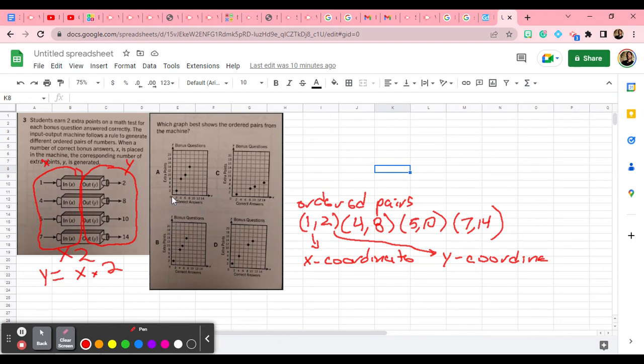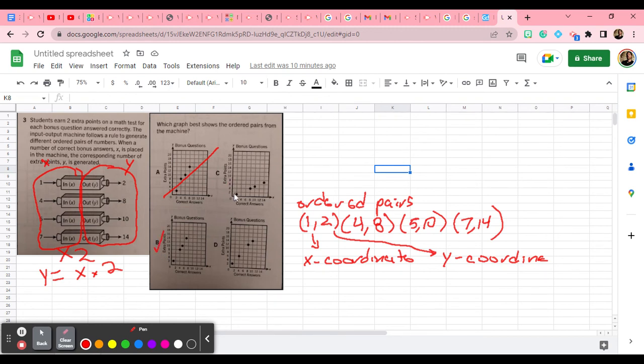Okay, so 1, 2, let's see. Well, let's look at A. A has 2, 2. So that's not right. I don't have 2, 2. I'm going to cross out A. B has 1 across, 2 up. Okay, that's looking good. 4 across, 8 up, that looks good. 5 across, that'd be midway between 4 and 6. It's not shown as 5, but we should know that it's right in the middle there. And then 10, so that looks good. And then 7, which is going to be midway between 6 and 8, and 14. So B is looking really good.